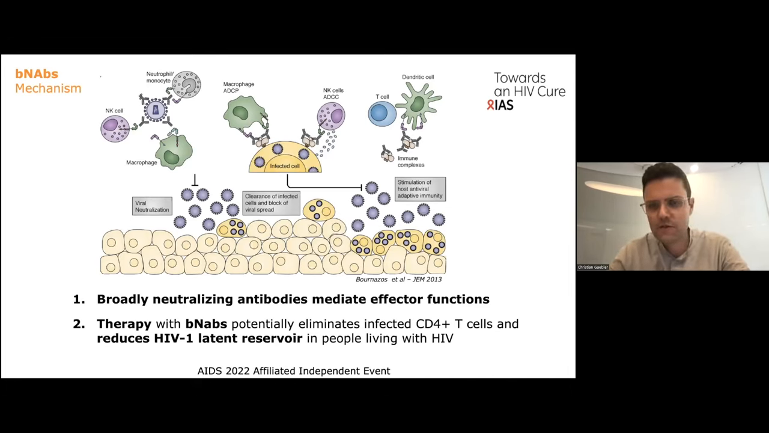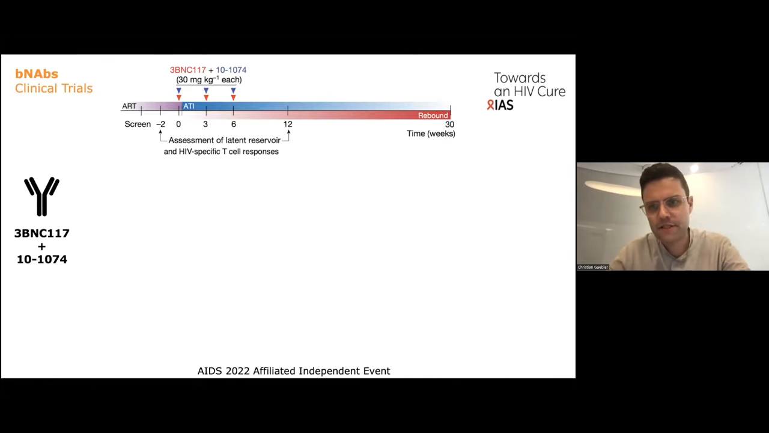This looks good on the schematic, but what are the actual indicators that antibodies can indeed do this? We have several studies showing this in animal models, but just as an example, I would like to take a trial that we performed previously in our lab, published in 2018. It was an antibody combination trial that used two antibodies, 3BNC117, a CD4 binding site antibody, and 10-1074, an antibody that recognizes the V3 loop on the HIV envelope protein.